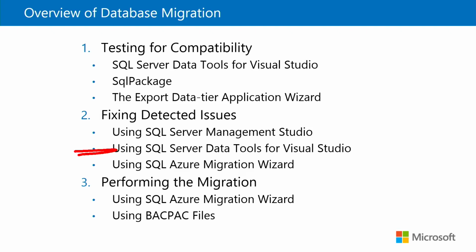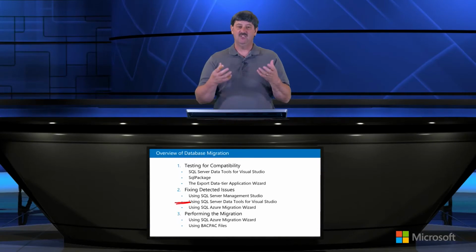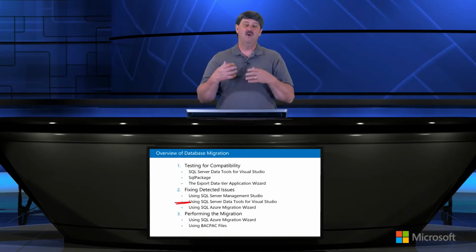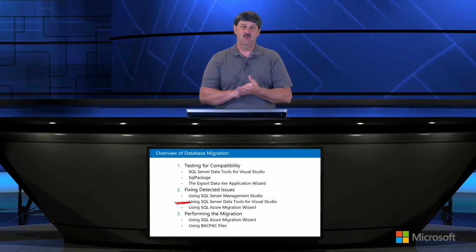We can use SqlPackage. SqlPackage is a command line tool that lets us export data and schema information from an existing database, and then use that tool to import it. So Azure SQL Database has the ability to import DACPACs or BACPACs. DACPACs are just the schema; BACPACs include the actual data. We can also use the Export Data-tier Application wizard that's part of the migration tool that we talked about previously.